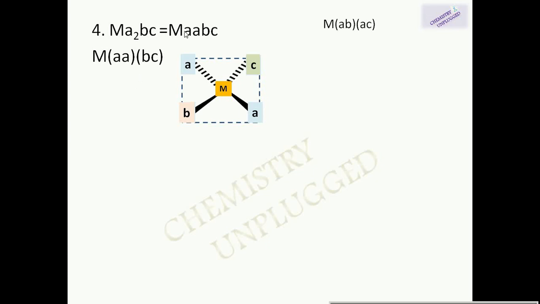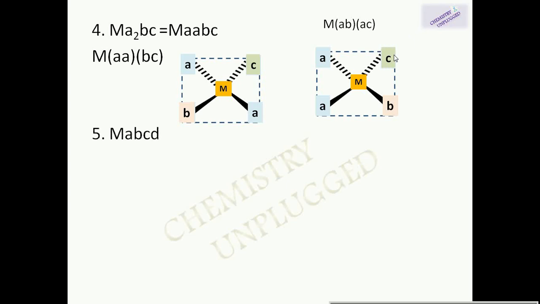Next possible combination is MAB and AC. MABAC. So one A is trans to B and another A is trans to C.